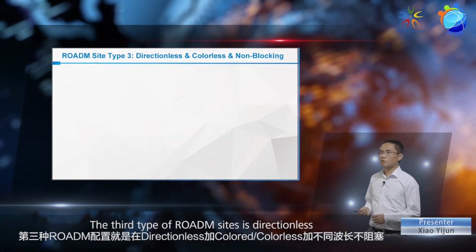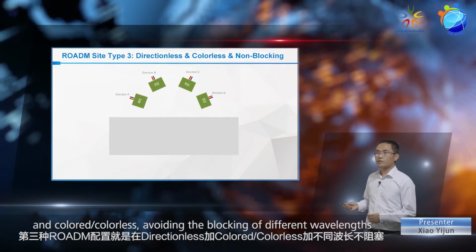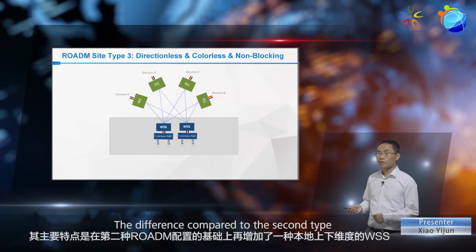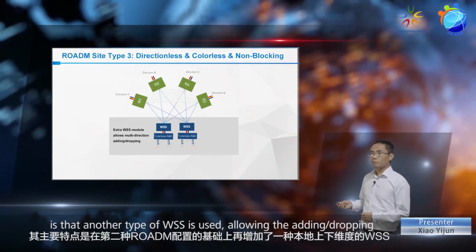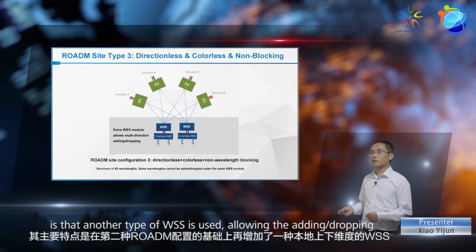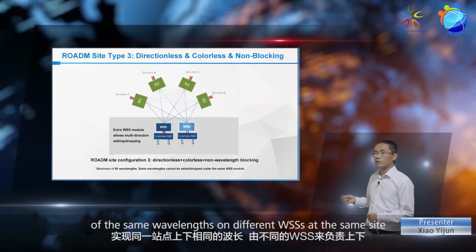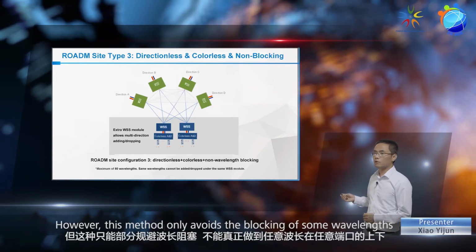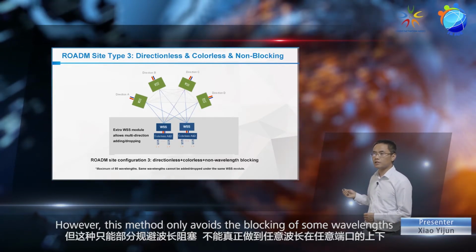The third type of ROADM site is directionless and colorless, avoiding the blocking of different wavelengths. The difference compared to the second type is that another type of WSS is used, allowing the adding/dropping of the same wavelengths on different WSSs at the same site. However, this method only avoids the blocking of some wavelengths.